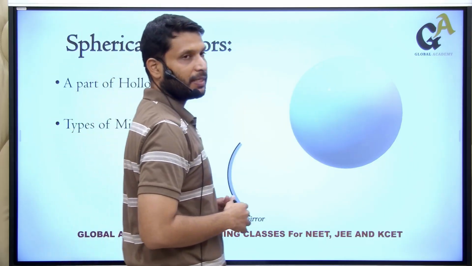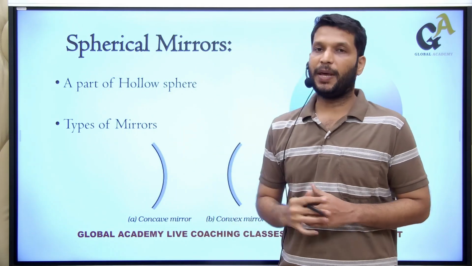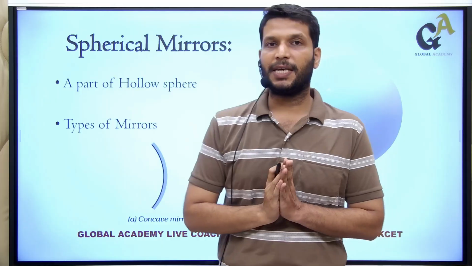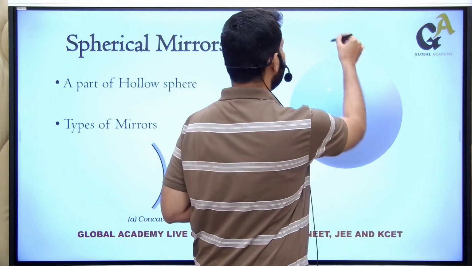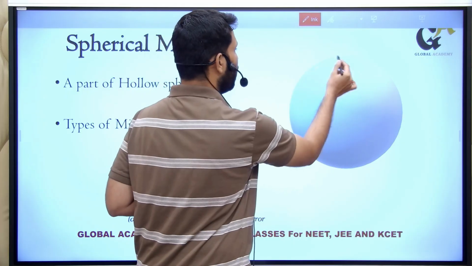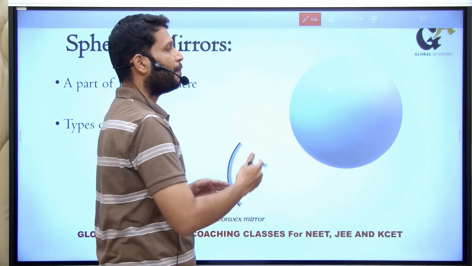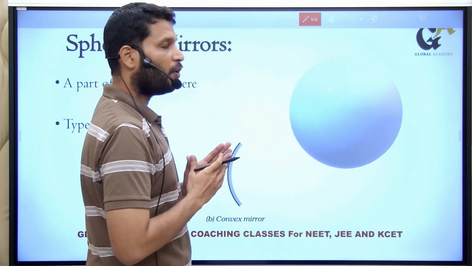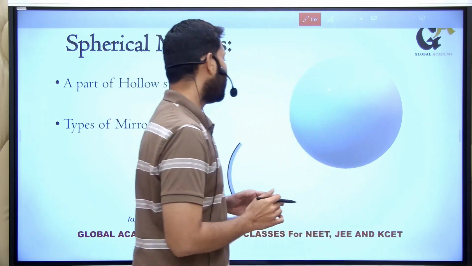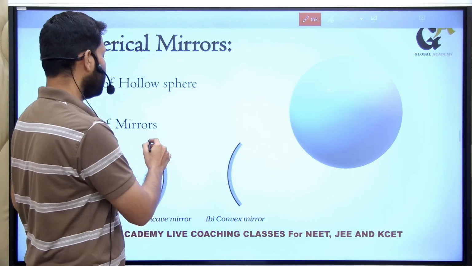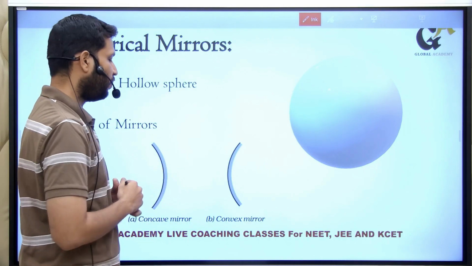Now let us discuss what is meant by spherical mirror. Spherical mirrors are nothing but parts of a hollow sphere. So here you can see a hollow sphere. If you take a part of it, you will get the different parts of the mirror. So there are two types of mirrors. First one is the concave mirror and the second is the convex mirror.